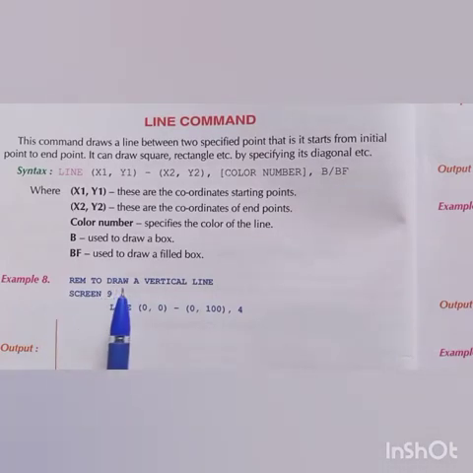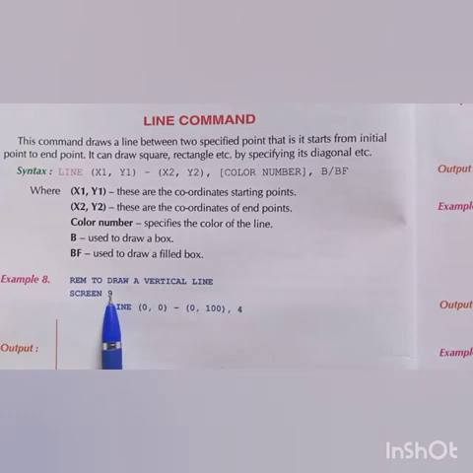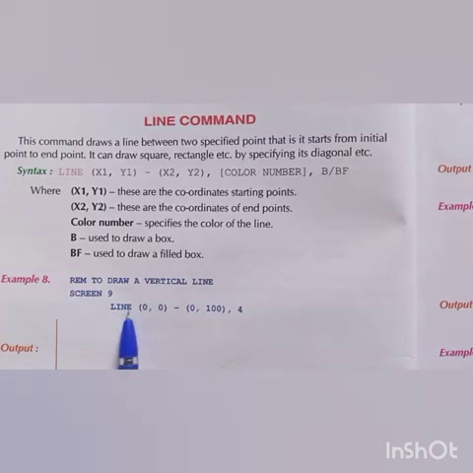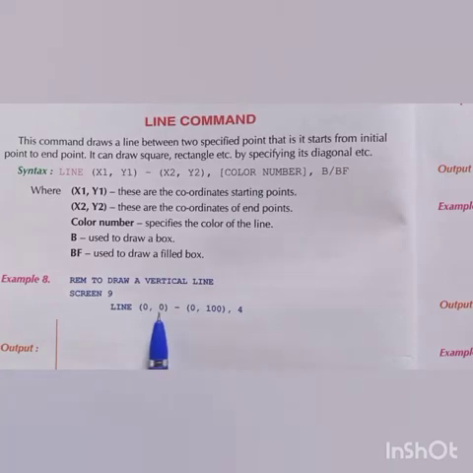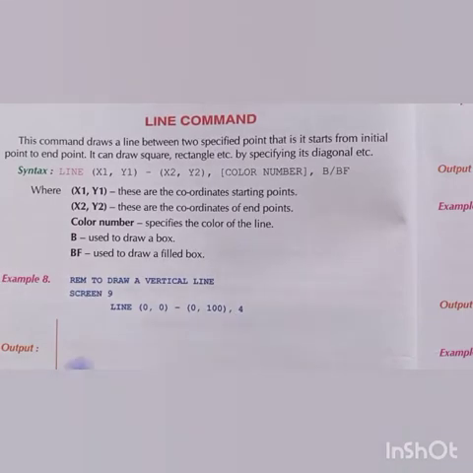So to draw a simple vertical line, we will write SCREEN 9 because we are going to draw graphics. So this time we have taken screen 9. Then we have written LINE 0, 0. This is x1, this is y1. We will begin from the x coordinate, that is 0, and the y coordinate, that is also 0. 0 row, 0 column. And we will go until 0 column and 100th row. 4 means red. So you can see the output.